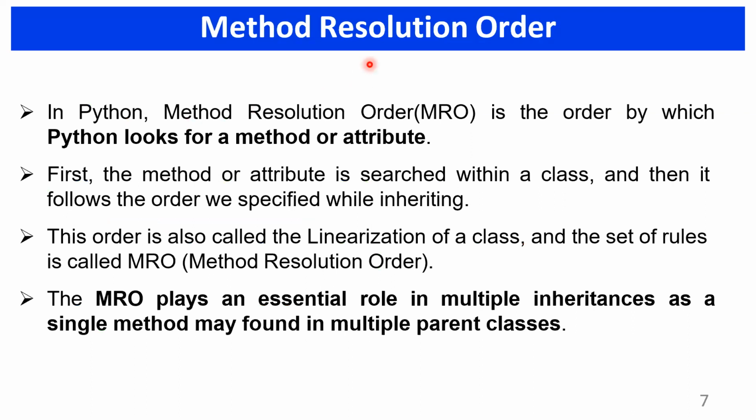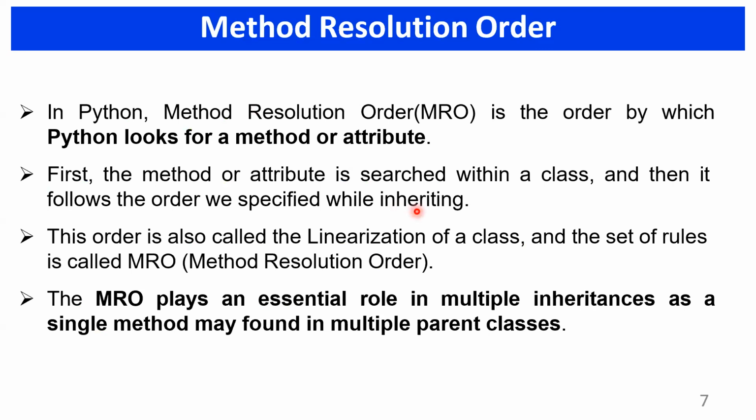So let us understand about the method resolution order. In Python, method resolution order is the order by which Python looks for a method or attribute. That means when we implement some hybrid inheritance, MRO defines the order of searching for the methods that are being overridden in the child class. So the order is like this. First, the method or attribute is searched within a class, and then it follows the order we specified while inheriting.